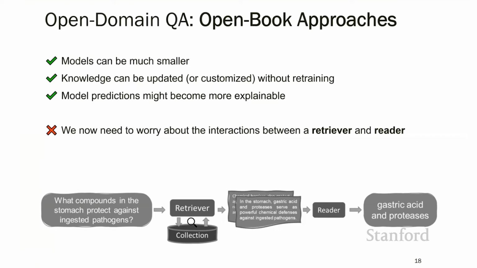Lastly, because we can see the actual documents that are retrieved and the documents that are read by the reader to extract answers, we're often better positioned to explain how these models know some facts or why they make particular mistakes. On the downside, though, all of a sudden we now need to worry about the interactions between two components, the retriever and the reader. But I hope that the subsequent set of screencasts will convince you that working with retrievers in NLU is very rewarding.